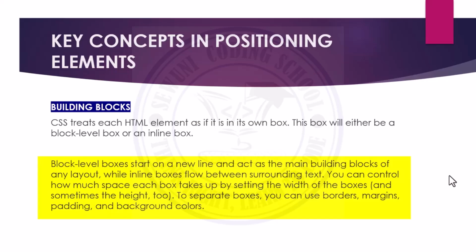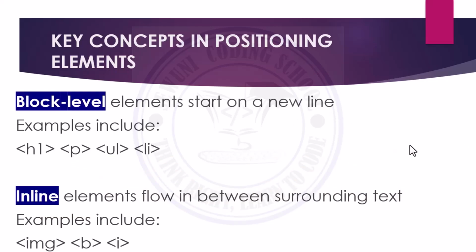Block level boxes start on a new line and act as the main building blocks of any layout, while inline boxes flow between surrounding text. You can control how much space each box takes up by setting the width of the boxes. To separate boxes, you can use borders, margins, paddings, and background colors to differentiate or distinguish between different boxes.